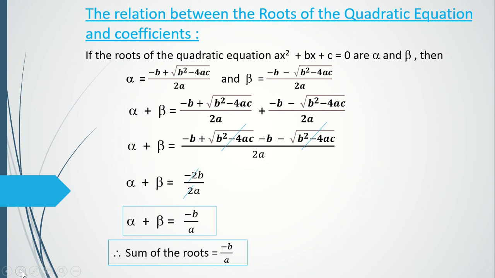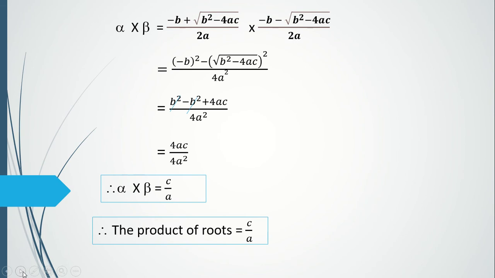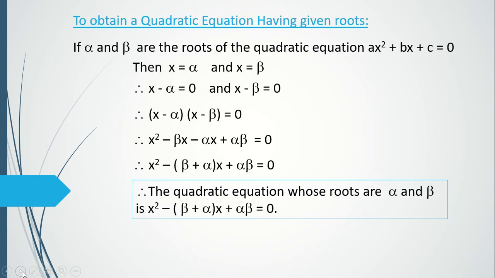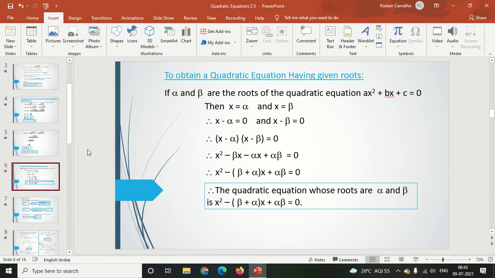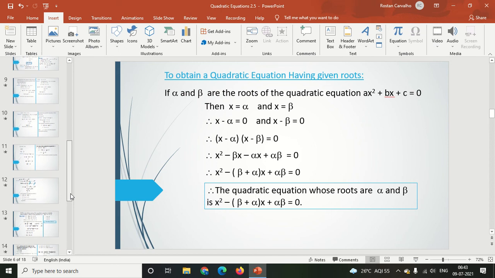And also we had seen alpha plus beta is minus b upon a, and alpha into beta is c upon a. And this is a very important formula that we had learned in order to form the quadratic equation. Now we will come to problem number 5, 6 and 7 which we had to do.